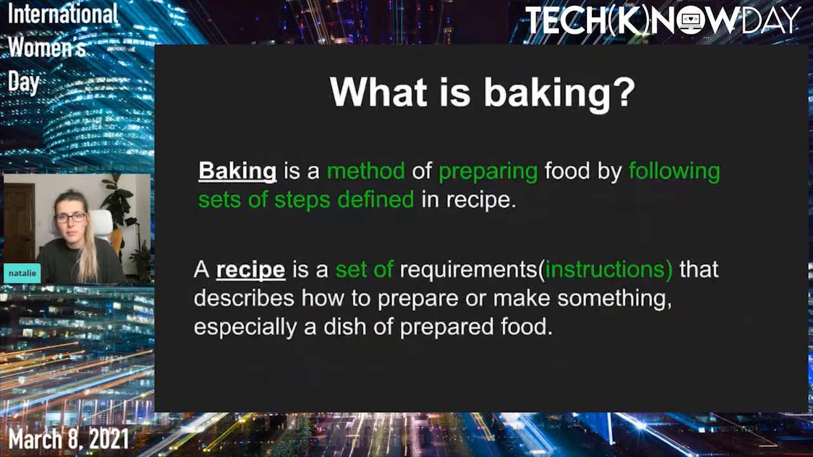And if we translate or try to translate it to baking, let's first distinguish what is baking. Baking is a method of preparing food by following a set of steps defined in the recipe. Simple, we are all familiar with what it means, right? And a recipe in this scenario is a set of requirements or instructions that describes how to prepare or make something, specifically your dish of prepared food.